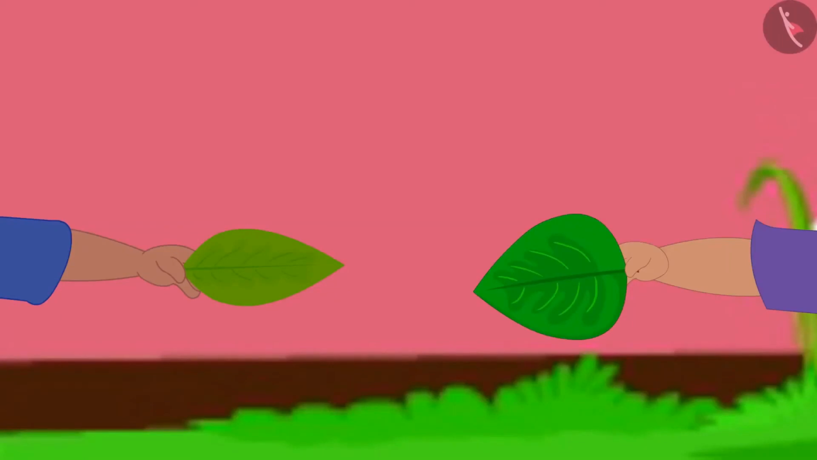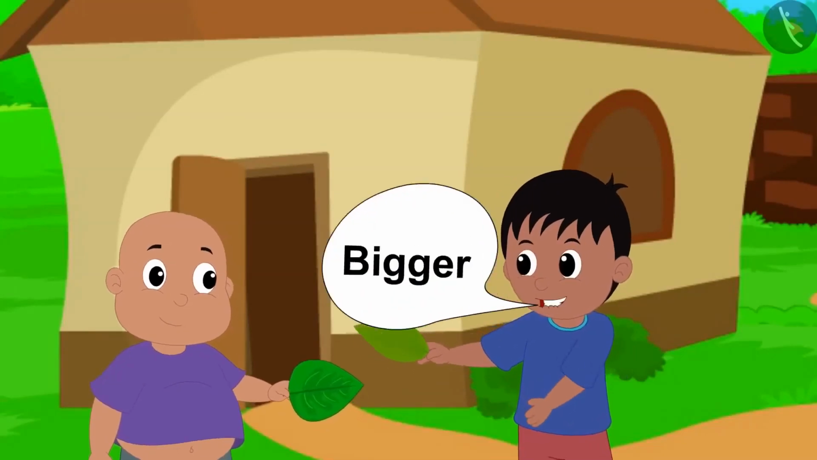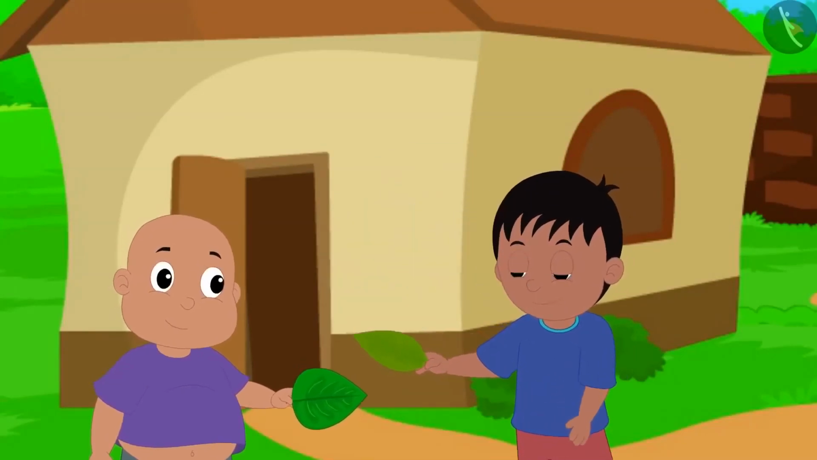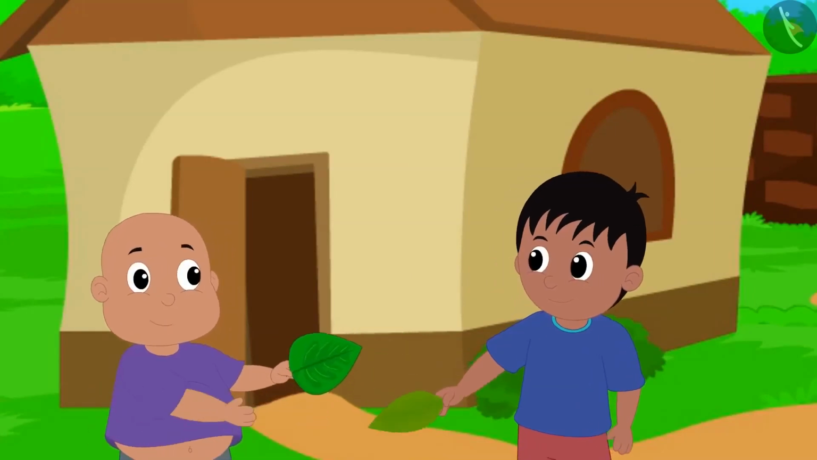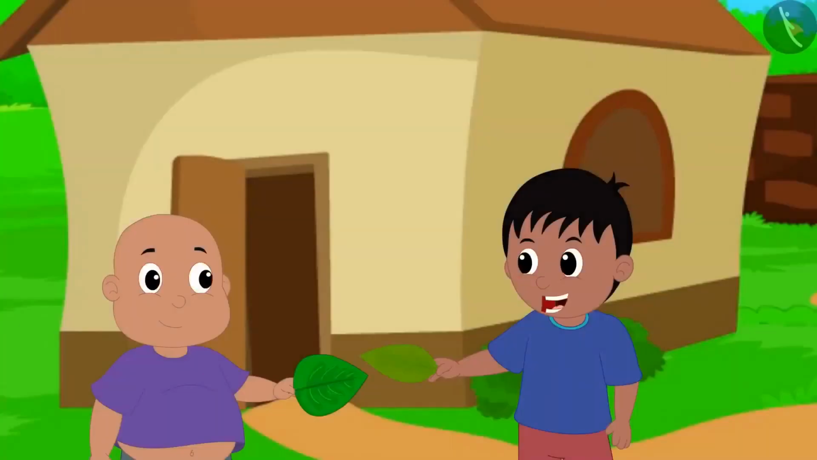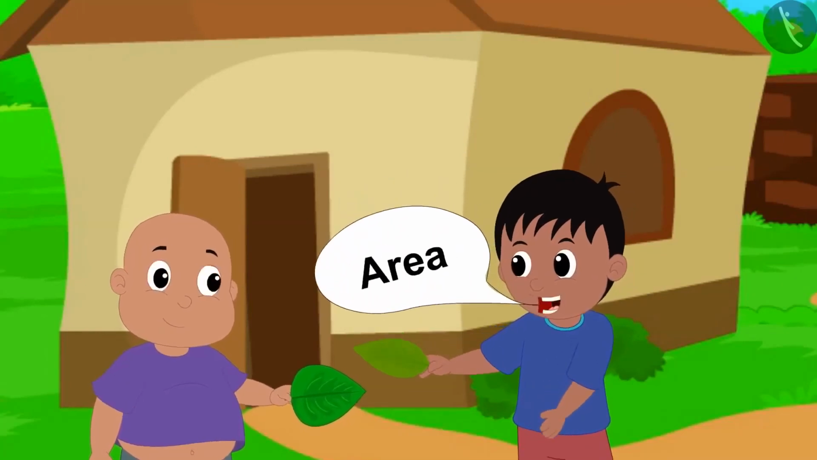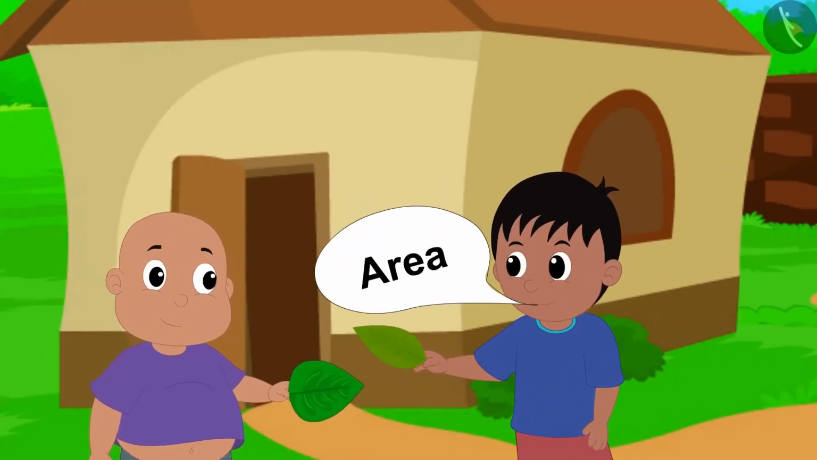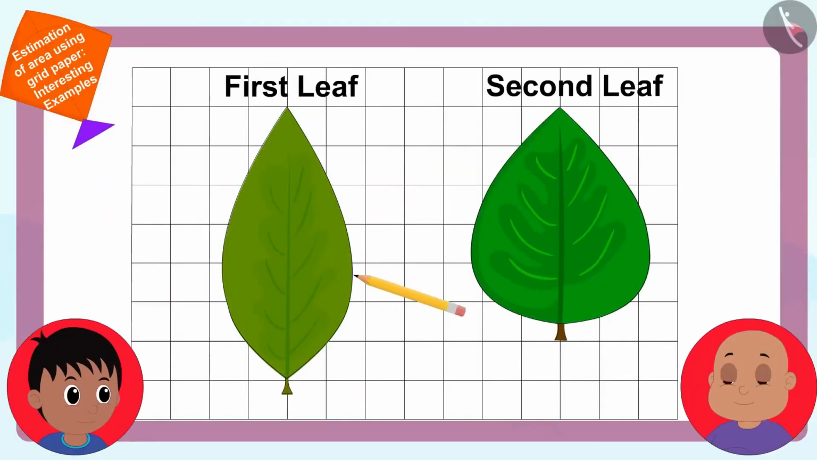Both Bablu and Raju found one leaf each. Bablu, we should use the bigger of these two leaves to make our painting, Raju told Bablu. But how will we find that out? Bablu asked Raju. All we need to do is to find the area of these two leaves. The leaf which has more area is bigger. Saying this, Raju created outlines of both the leaves using a pencil on a grid paper.